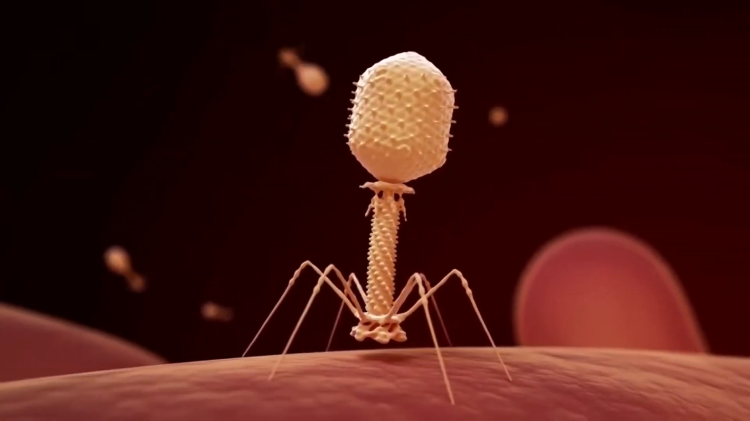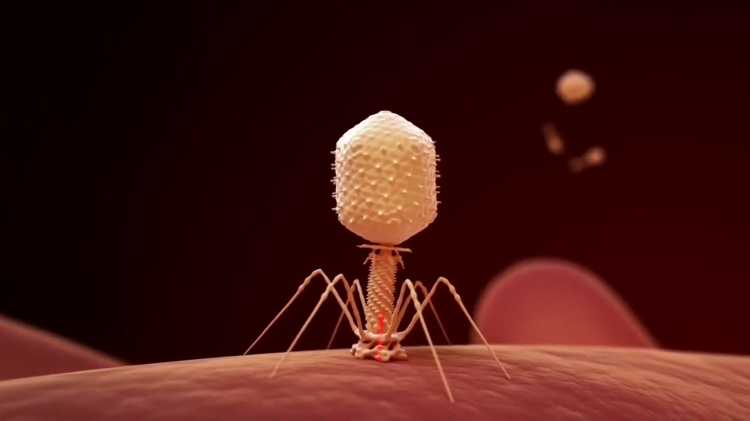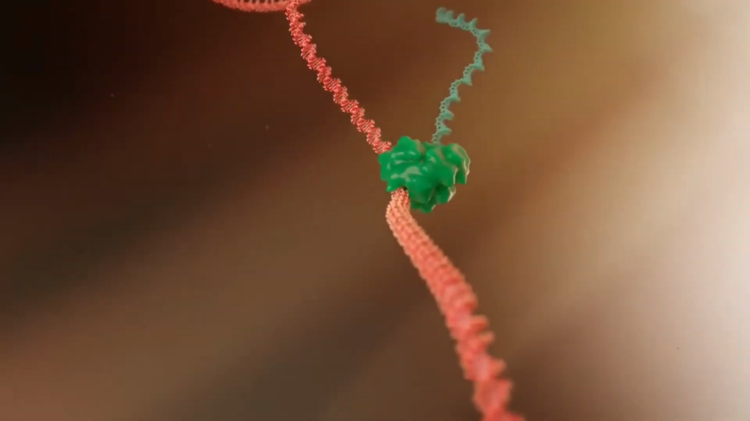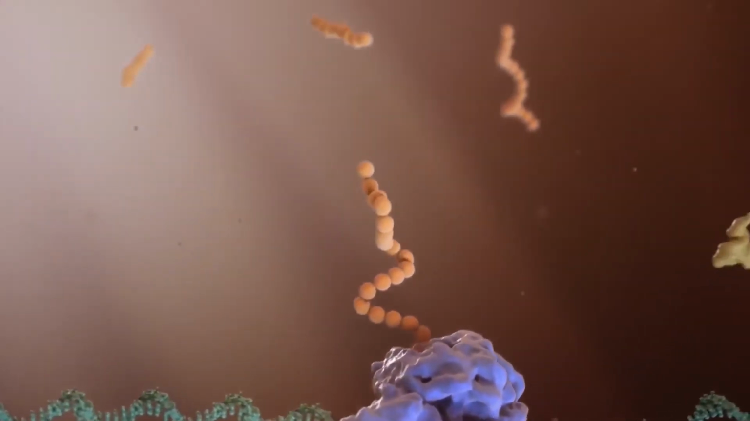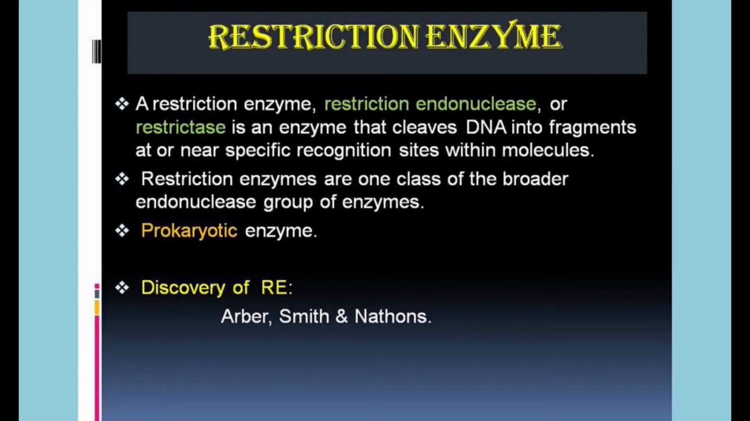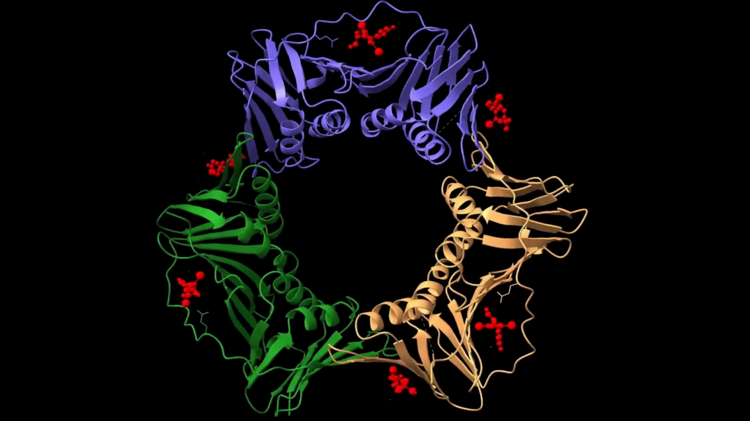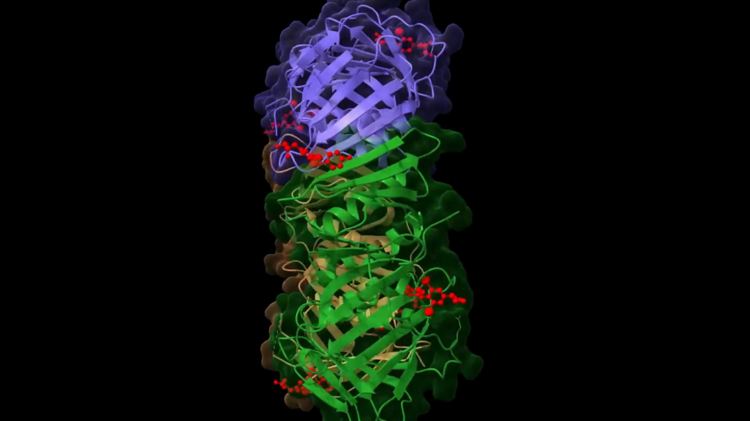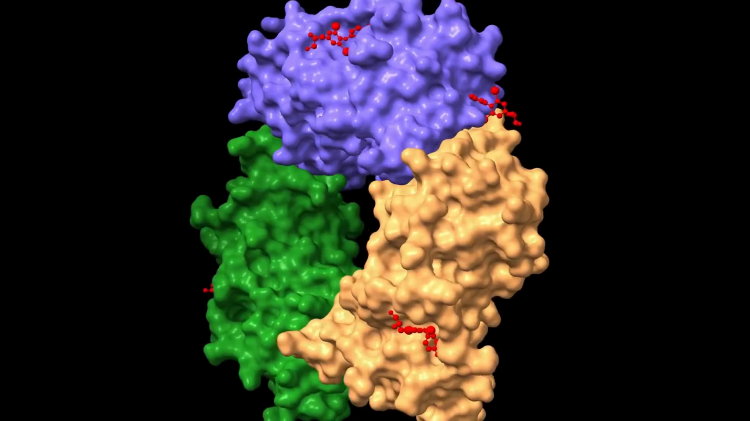As I told you, it is a prokaryotic enzyme and it is only present in prokaryotes, and more than 2000 different restriction enzymes have been discovered. The discovery of restriction enzymes was done by 3 scientists. The first one is Arber, the second scientist is Smith, and the third one is Nathans. The restriction enzyme was first identified by Arber, Smith isolated the restriction enzyme, and Nathans described the applications of restriction enzymes.